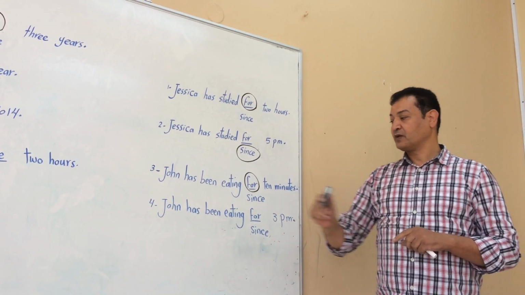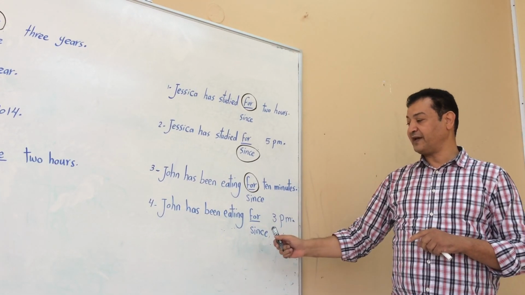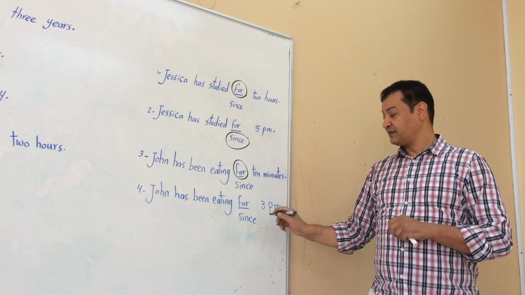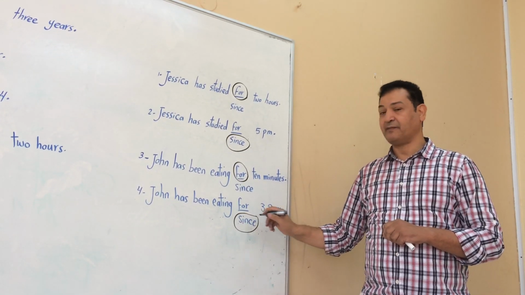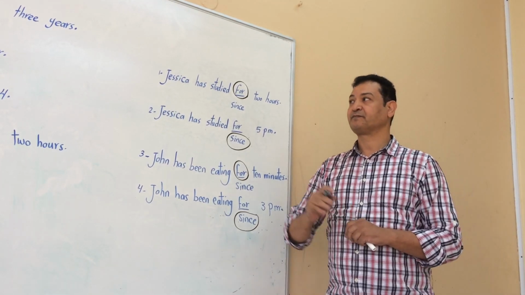Last example. John has been eating for 3 p.m. or since 3 p.m. The correct answer is since 3 p.m. This is exact time. Let's say again.